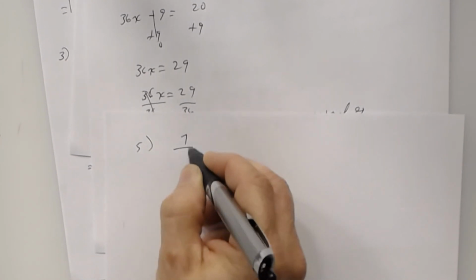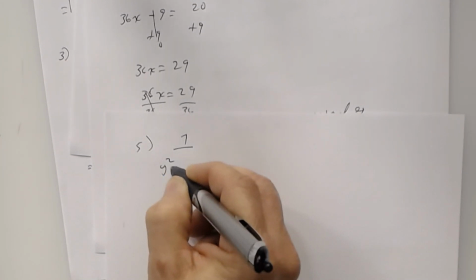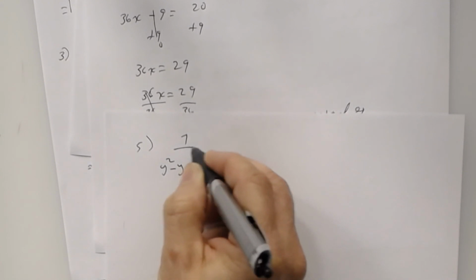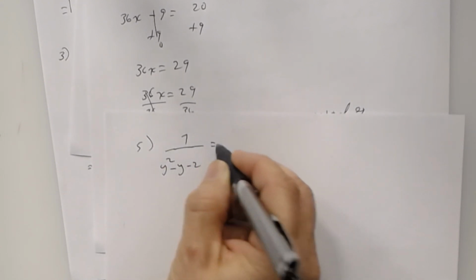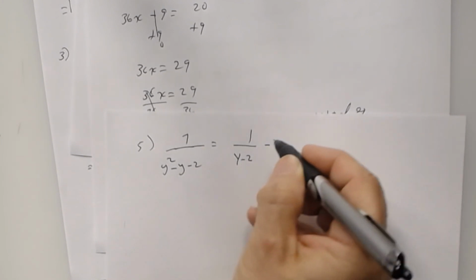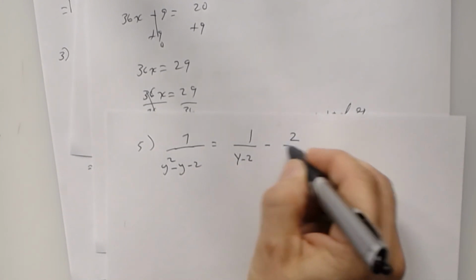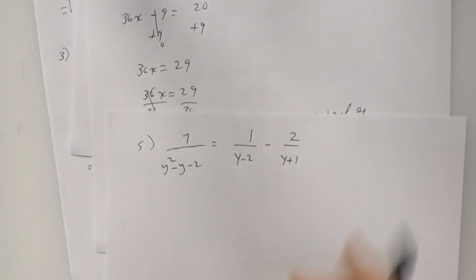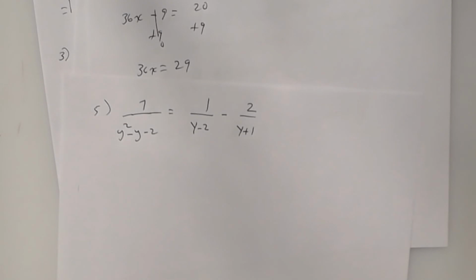Seven divided by y squared minus y minus 2 equals 1 divided by y minus 2 minus 2 divided by y plus 1. So 7 divided by y squared minus y minus 2 equals 1 over y minus 2 minus 2 over y plus 1.